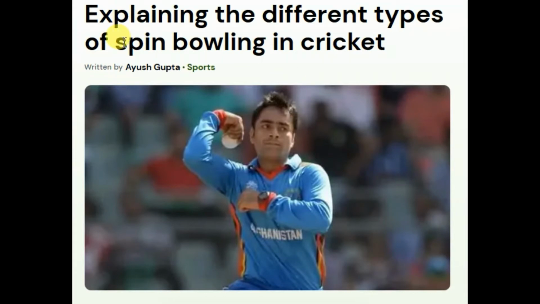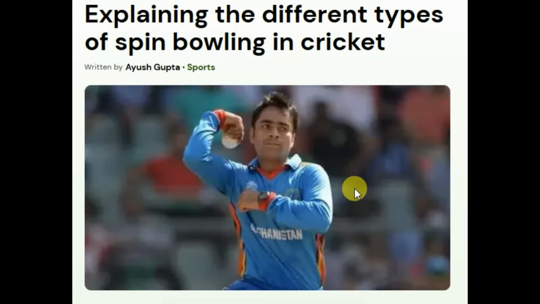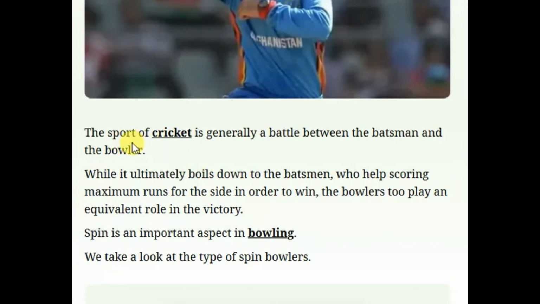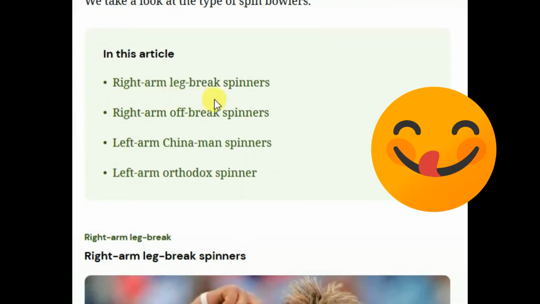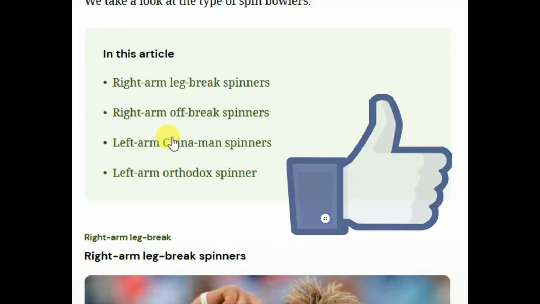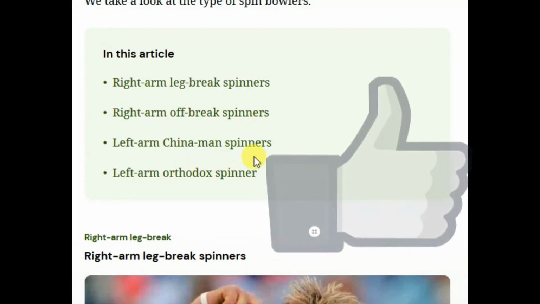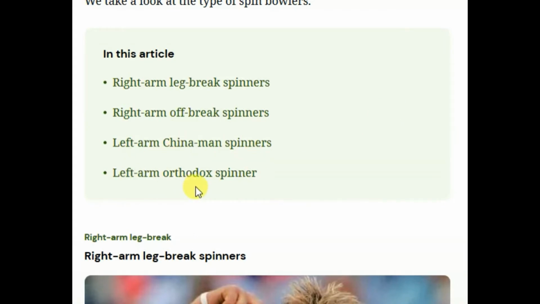Today we will see what are the different types of spin bowling in cricket. Here you can see Rashid Khan and his bowling skill. There are many bowling skills, like right arm leg break spinner, which is bowled by the leg spinner, right arm off break spinner, which is bowled by the off spinner, left arm Chinaman spinner, which is bowled by the left hander, and left arm orthodox spinner, which is bowled by the left hand bowler.